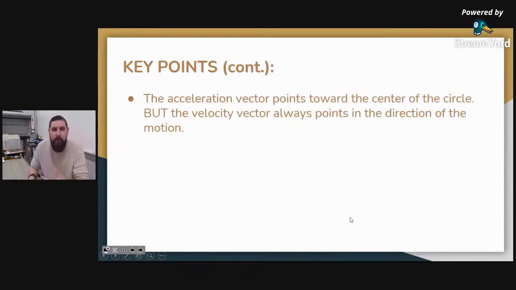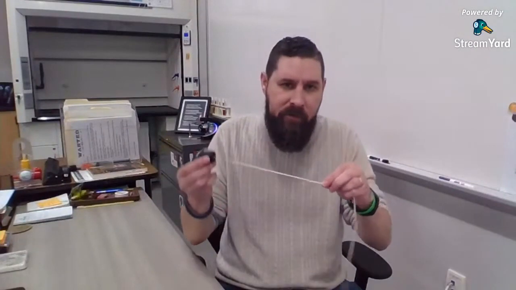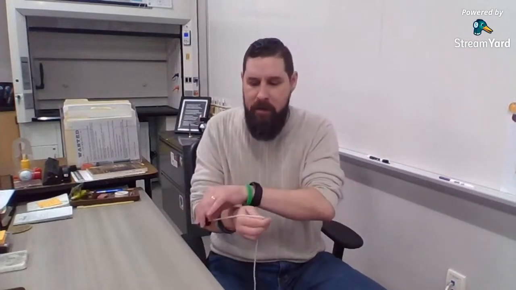Okay. Another key point, and this is a big one: the acceleration vector always points towards the center of the circle, but the velocity vector always points in the direction of motion, which means this. If I go back out to a large screen, as this is moving, the inertia of this object wants to carry it off in a straight line. If I've got this in circular motion and I let go of the string, I'm not going to see it suddenly fly off straight up into the air. I'm also not going to see it continue to move in circular motion directly in front of me.